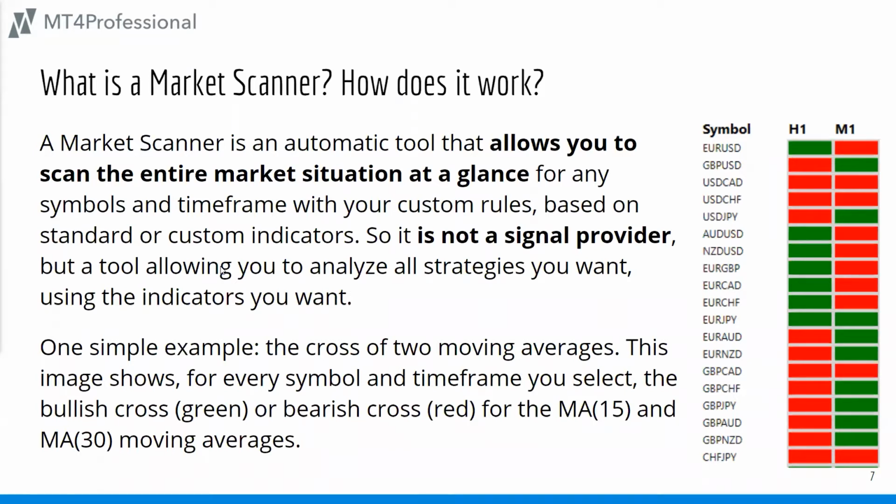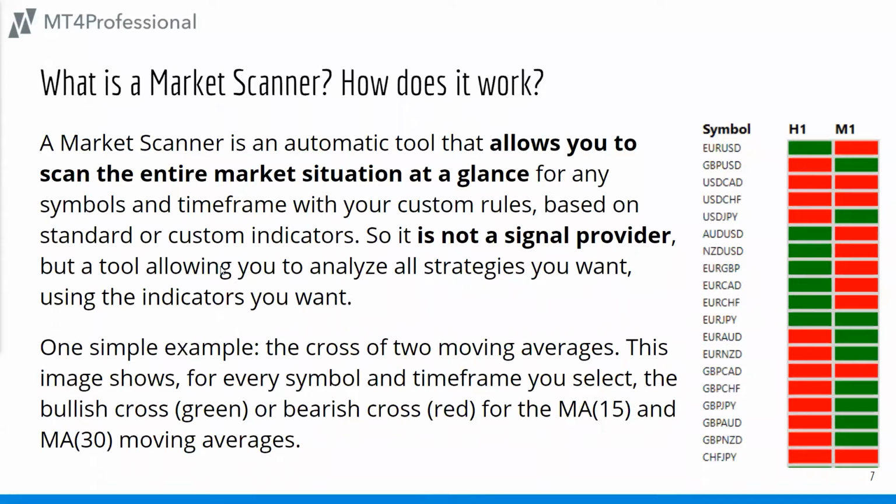So a simple example of that, we'll consider a cross of two moving averages, probably the most common example. A bullish cross is when the fast moving average crosses above the slow moving average. And a bearish cross would be when the fast moving average crosses under the slow moving average. We'll look at a 15 and a 30 period simple moving average. And we'll consider the green a bullish cross and a red a bearish cross.